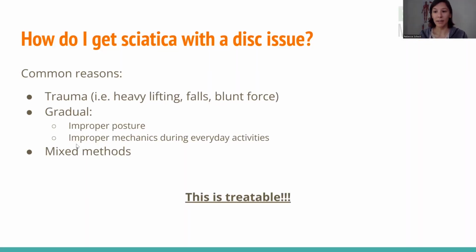However, if we're not aware of our correct posture and mechanics with heavy loading, and if we didn't allow this traumatic injury to heal for a good amount of time, it could actually become a gradual onset, and we will still be fighting this issue, specifically with a disc herniation. So this is a mixed method, and this is more often than not what is presented in the clinic. But of course, this is treatable, because we need to relearn good management skills, and we need to learn specific exercises for this.